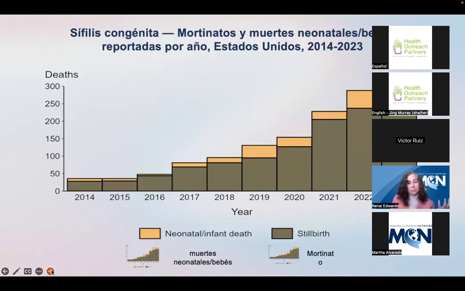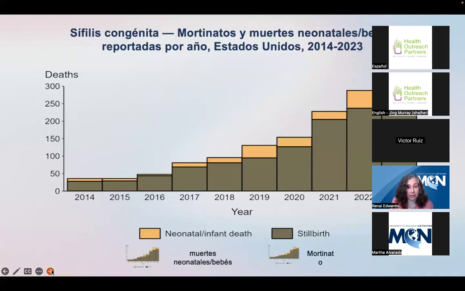So why is this even important? In 2023, there were 252 congenital syphilis-related stillbirths reported. That's an increase of 800% since 2014. And in 2023, there were 27 congenital syphilis-related neonatal and infant deaths reported. That's an increase of 237.5%. These are the most serious potential outcomes of congenital syphilis.